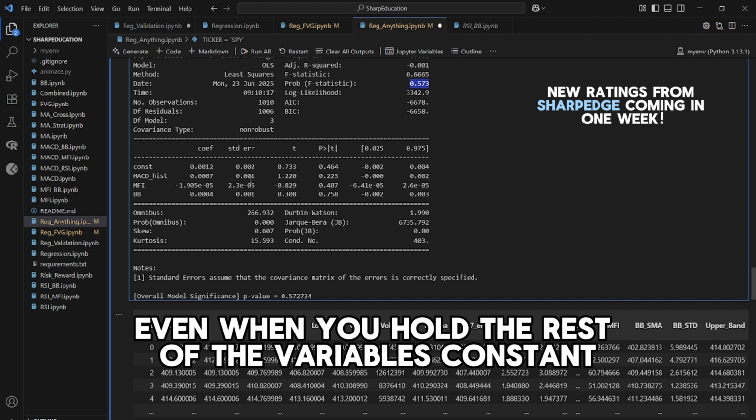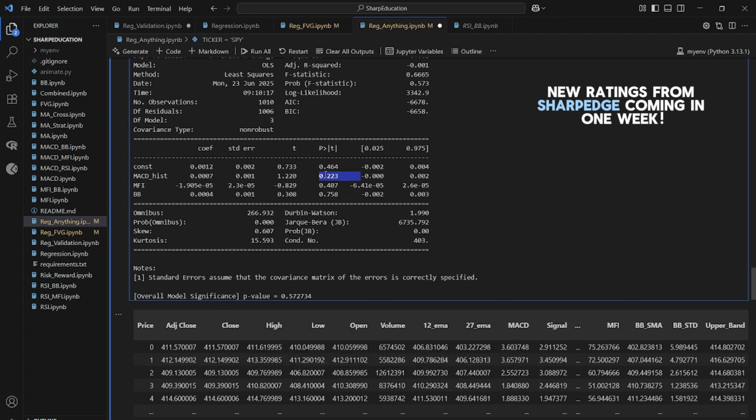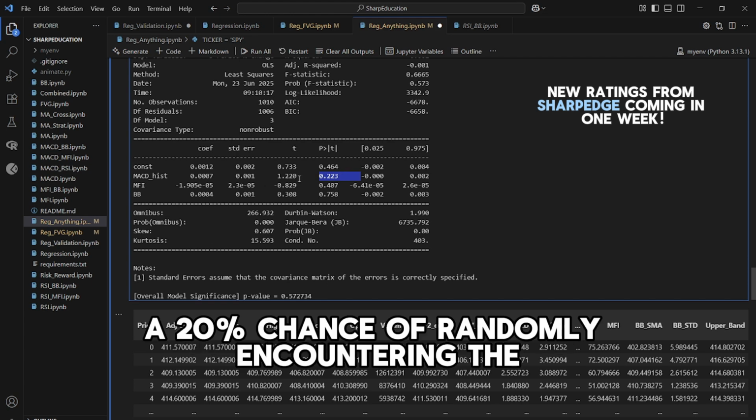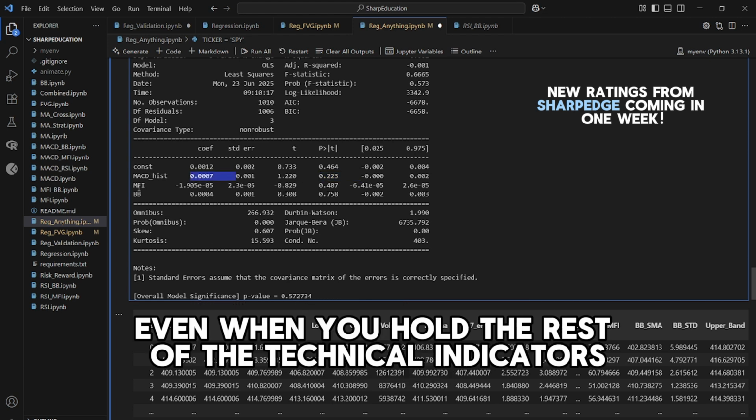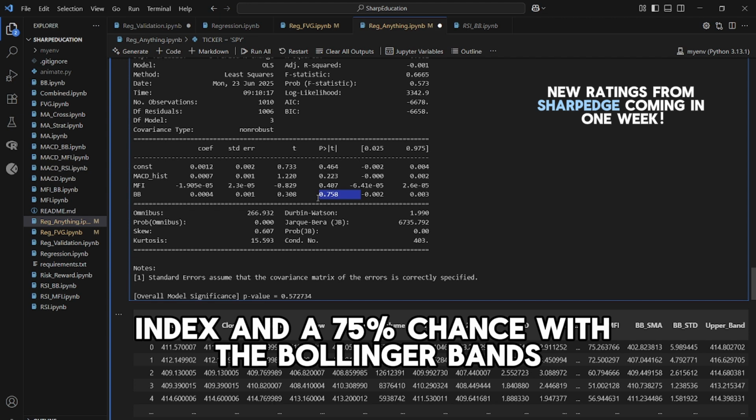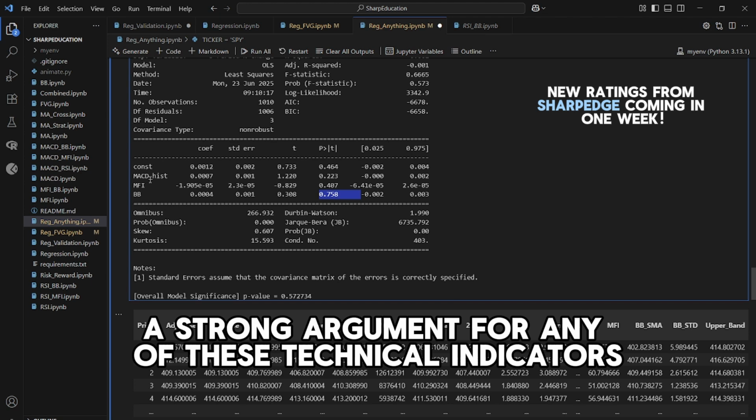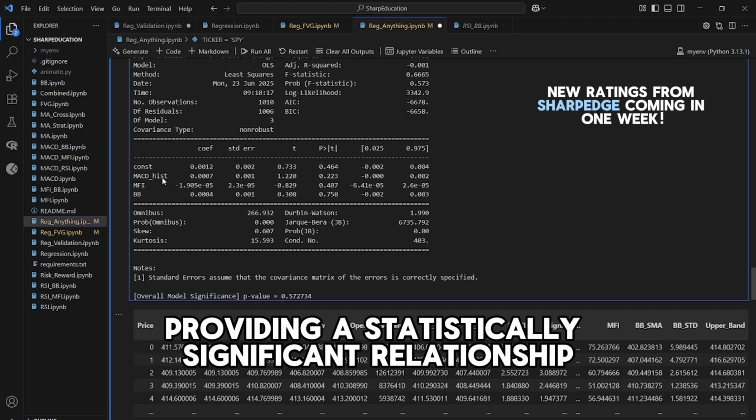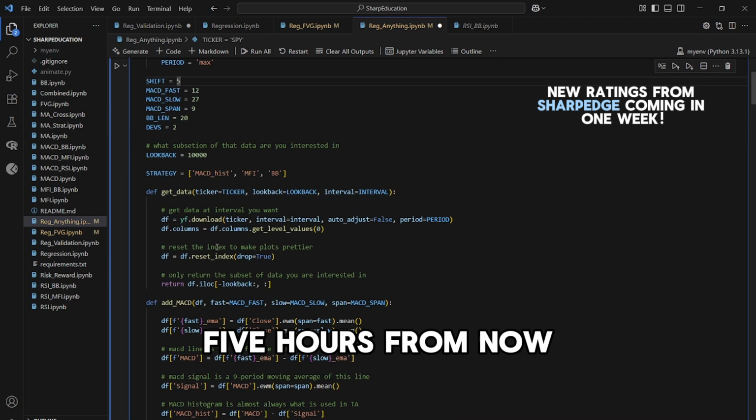So even when you hold the rest of the variables constant, the p-value for all of these technical indicators is really weak. So we have a 0.2, a 20% chance of randomly encountering the correlation coefficient provided for the MACD histogram. Even when you hold the rest of the technical indicators constant, you have a 40% chance of encountering that with the money flow index and a 75% chance with the Bollinger Bands. So there's not a strong argument for any of these technical indicators providing a statistically significant relationship with our price movements 5 hours from now.